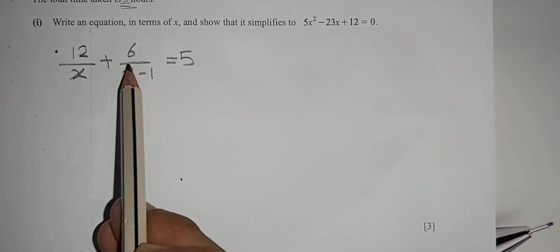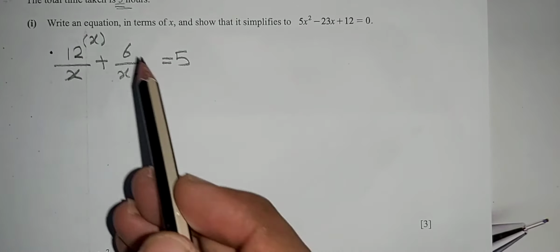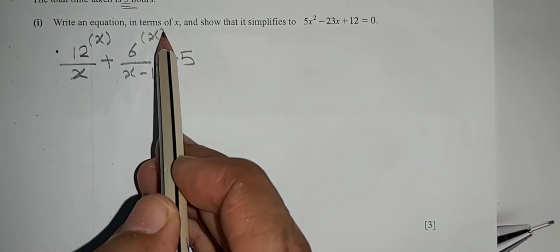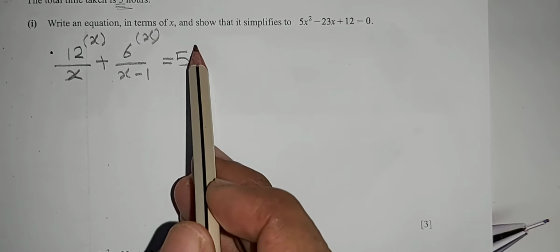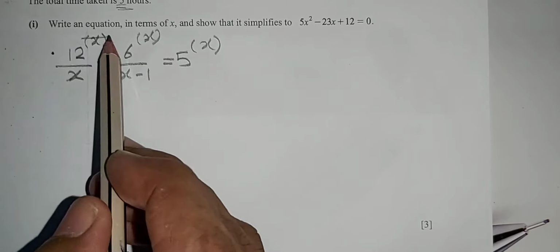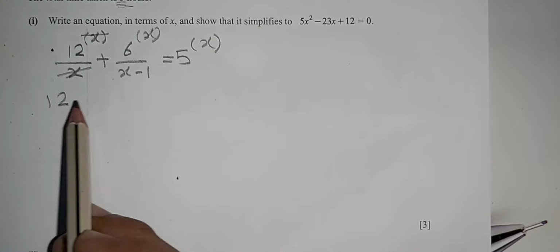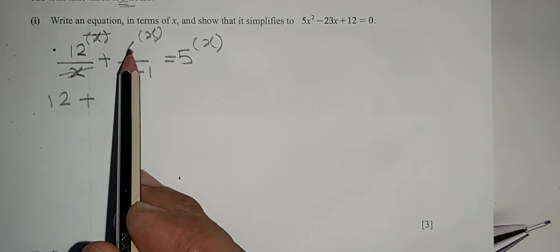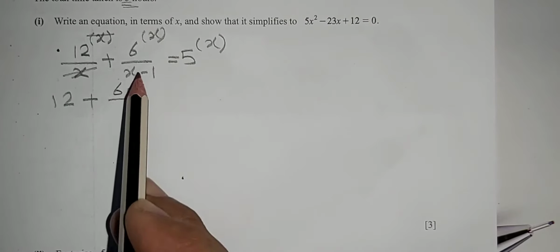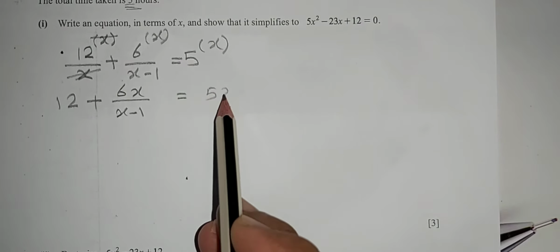All terms here we will multiply by x, so we multiply 12 over x times x, and the second term also by x, and 5, don't forget to multiply by x. Now this x will cancel out with this x. Now here it's 12 plus 6x over x minus 1. This equals 5 times x, which is 5x.